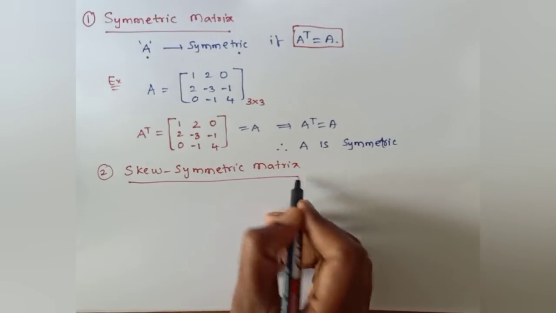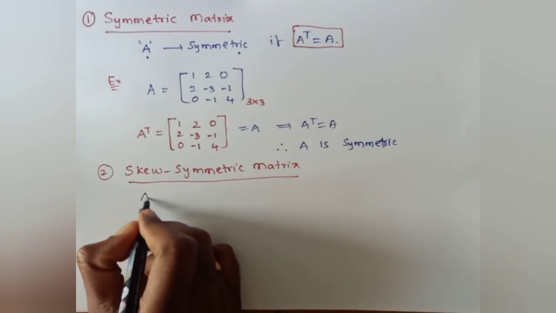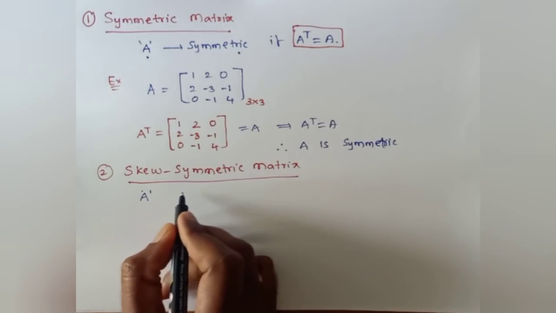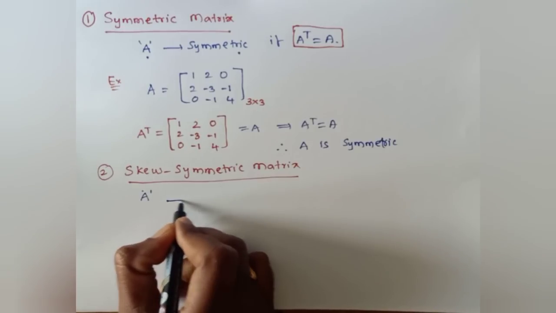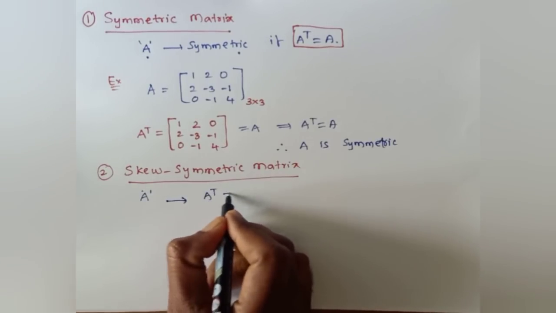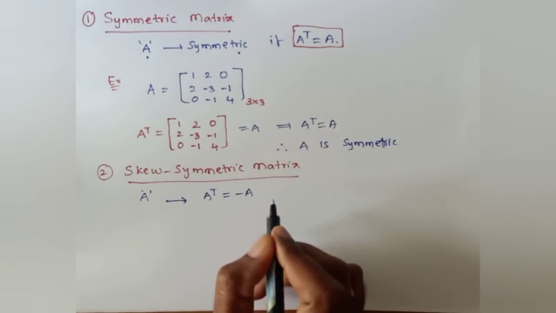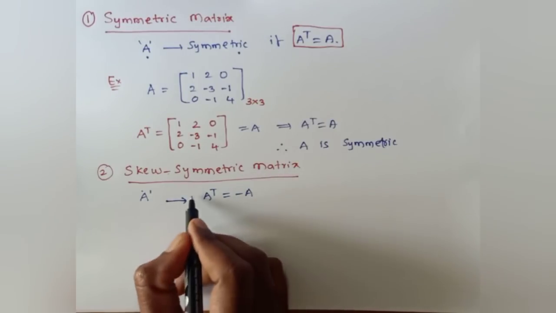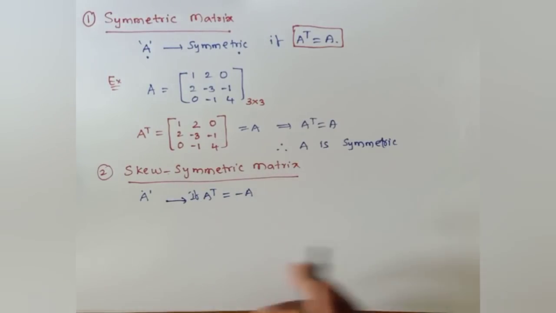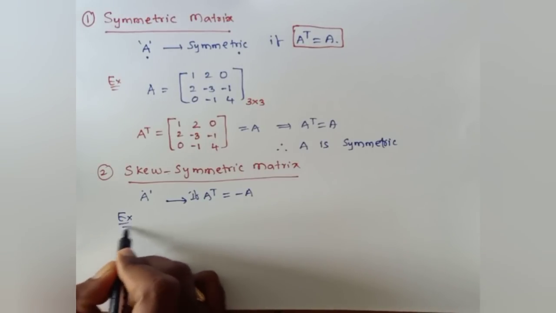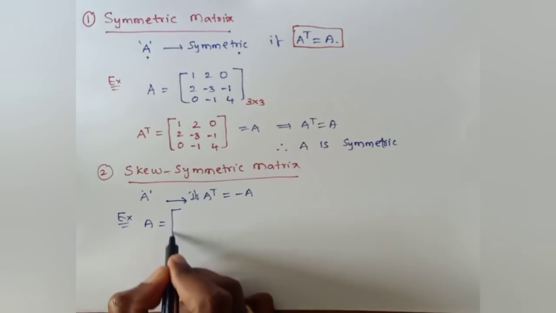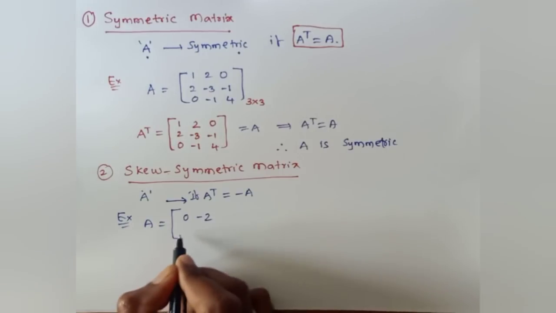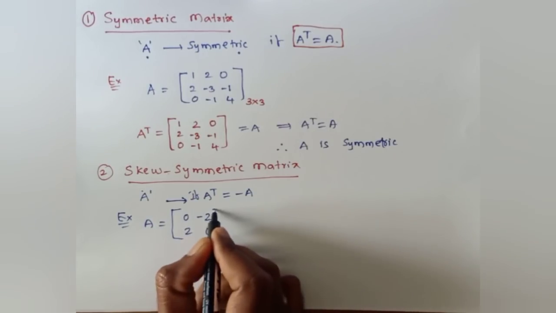For any square matrix A, a square matrix A is said to be skew symmetric if A transpose is equal to minus A. For example, A is equal to 0, minus 2, 2, 0.